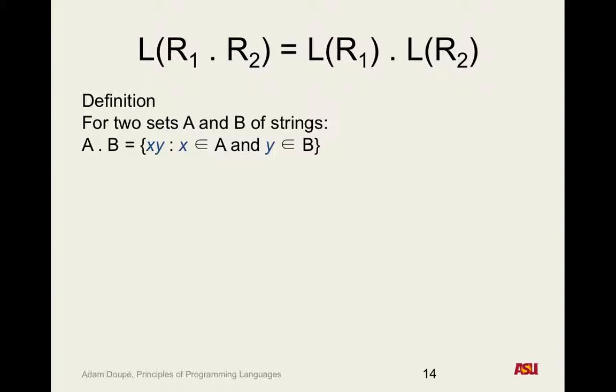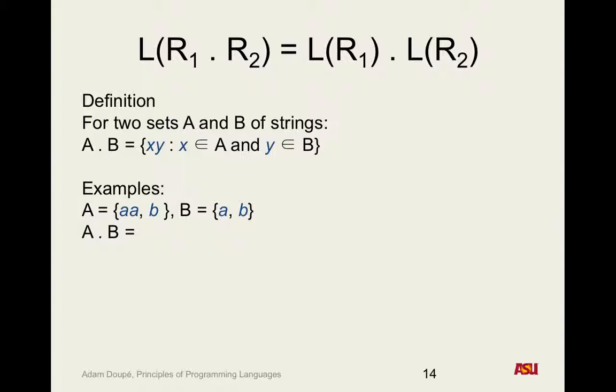Does that make sense? Let's go through some examples, because this is mathematical notation and takes a while to get used to. Okay, so an example. We have a set A containing the strings A and B, and set B containing the string AB. So what is A dot B? First thing to think about: how many elements are in the set A dot B?